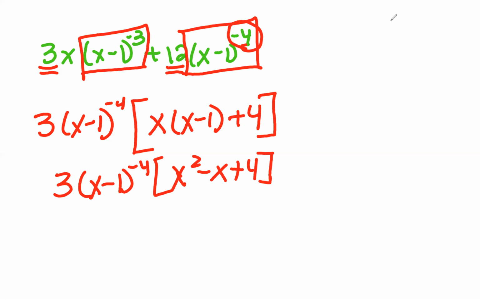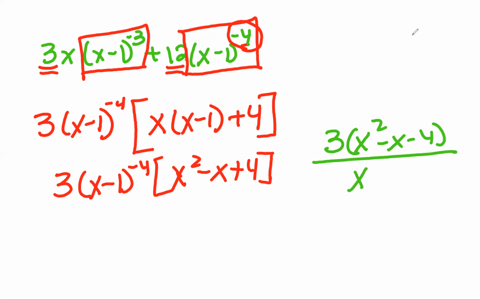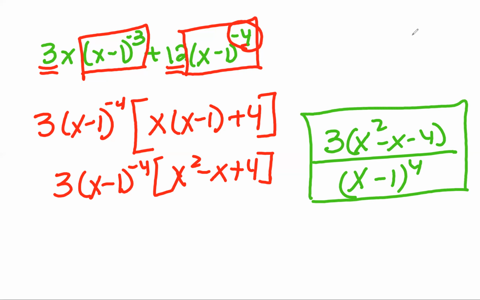So if I was getting rid of my negative exponents, I would have 3 times x squared minus x plus 4 over x minus 1 to the 4th power. And then that would be the answer that you're looking for. Sometimes it's okay to leave it like this, but depending on what you're looking at, that can tell you what you need to do with it.